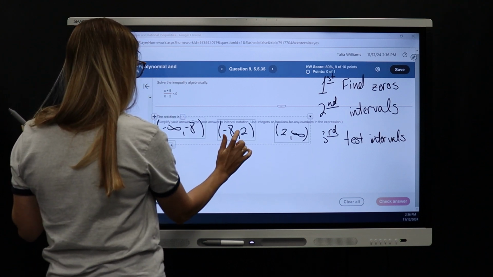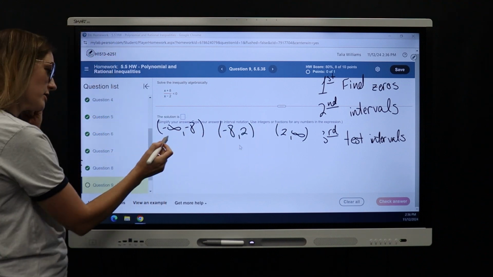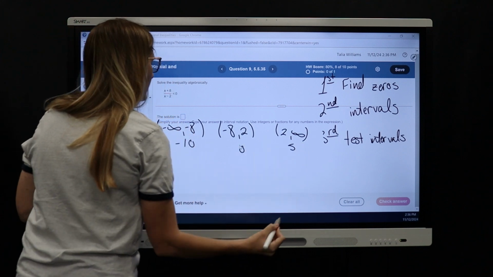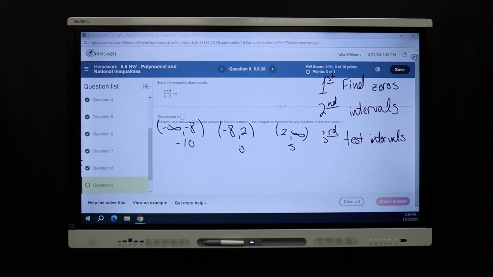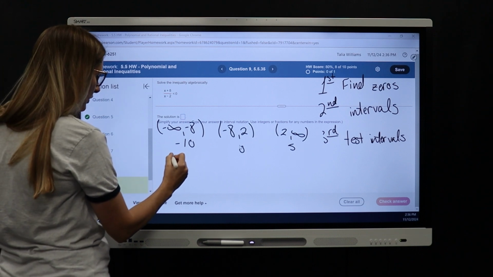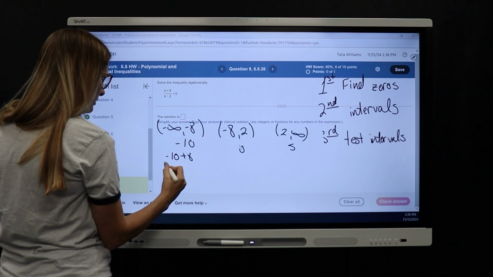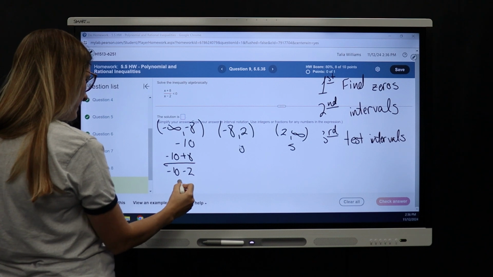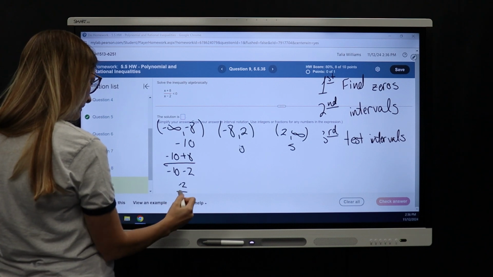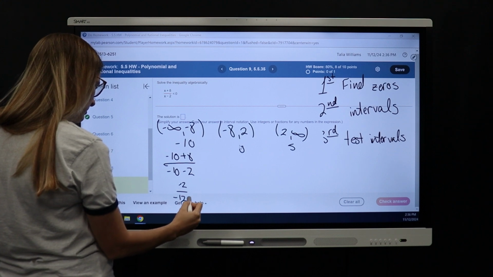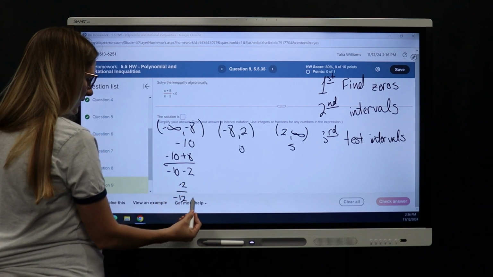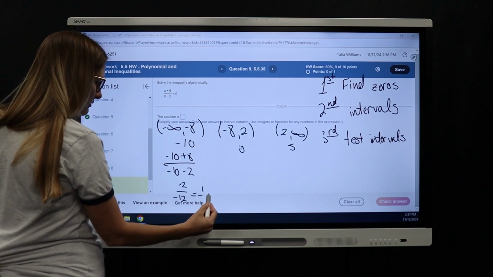And our test numbers, I want to use -10 here, 0's in this one, and let's use 5. We're going to plug them into that equation. I honestly think these are kind of easier. -10 plus 8 over -10 minus 2. And this one's a less than. -10 plus 8 is -2. -10 subtract 2 is -12. A negative divided by a negative here, this is going to be +1/6.